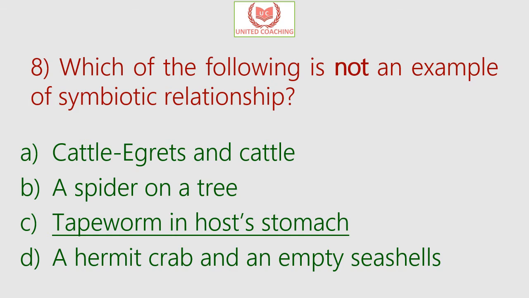The tapeworm example is an example of parasitism. Parasitism is a relationship in which one organism, the host, is the source of the food or the shelter for another organism, which is the parasite, and in this relationship all of the benefits go to the parasite.